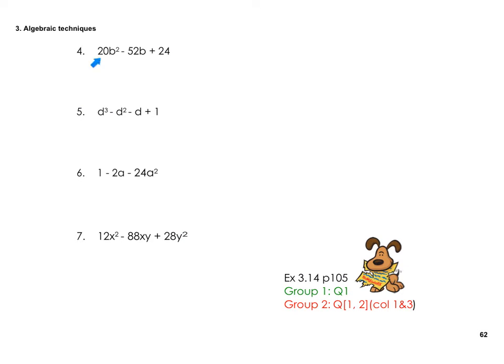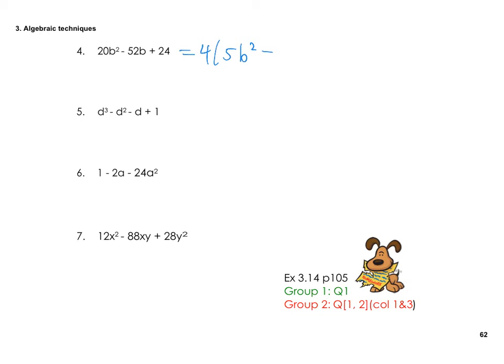Here's another 4 questions, 4, 5, 6, and 7. Again, feel free to pause and have a go before I go through them. And also, look carefully. Are there any common factors you can take out each time? Okay, question 4. I believe a 4 can go outside.